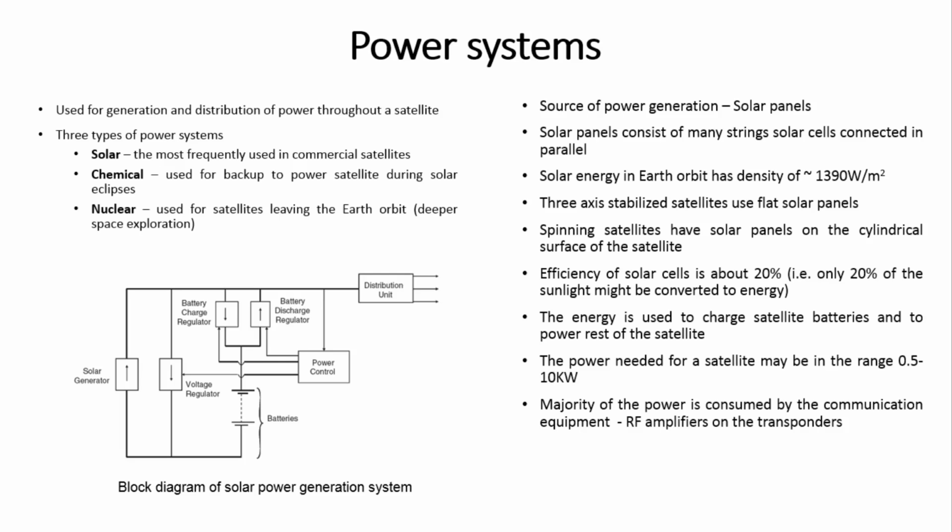The efficiency of a solar cell is about 20%, that is, only 20% of the sunlight is converted to energy. The energy is used to charge the satellite batteries and to power the rest of the satellite. The power needed for the satellite may be in the range of 0.5 to 10 kilowatts. The majority of power is consumed by the communication equipment, that is, the RF amplifier on the transponder. Here is a block diagram of the solar power generation system. All the parameters which we have listed are placed in the block diagram, which are used for different operations.